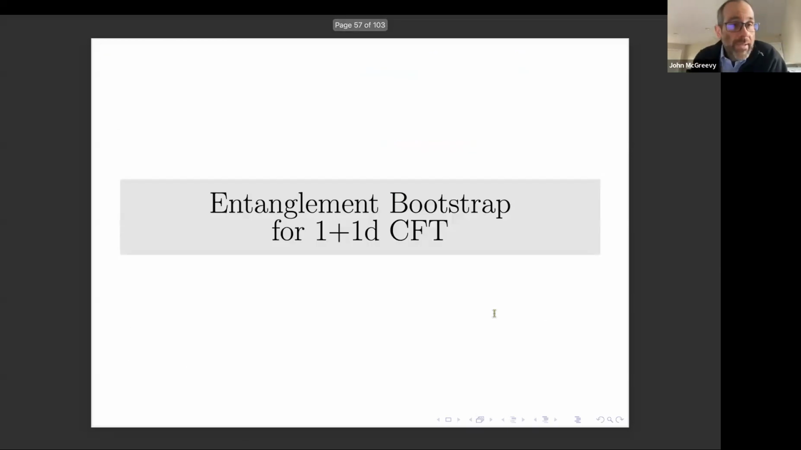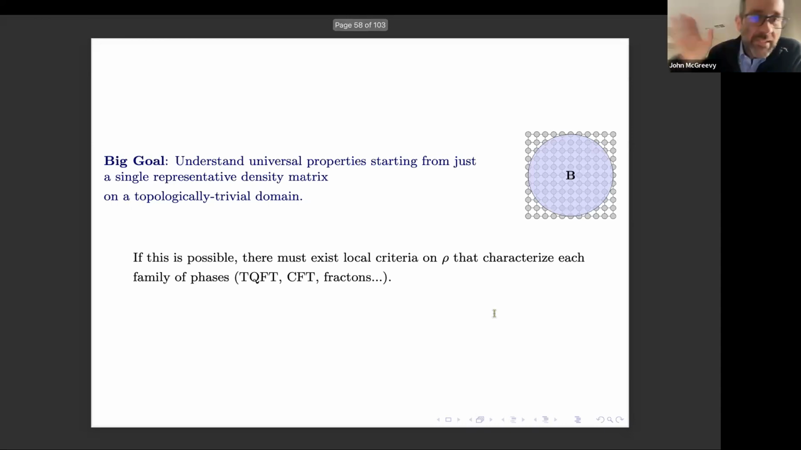Good. So now let's back up and broaden our perspective a little bit. I said that the big goal is to understand universal properties starting from just a single representative state on a ball. But so far I've only talked about one particular class of states, where I assume that it's this liquid topological order fixed point.